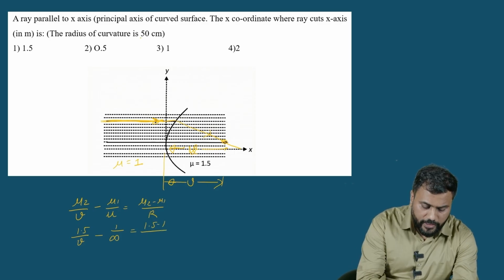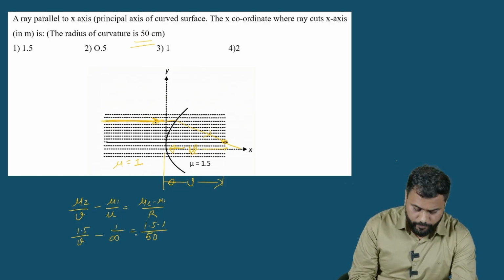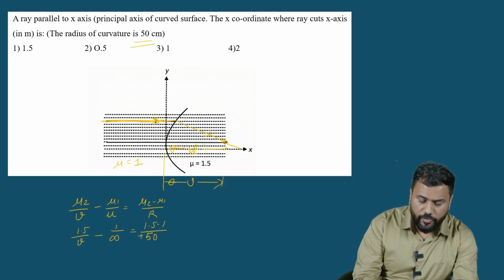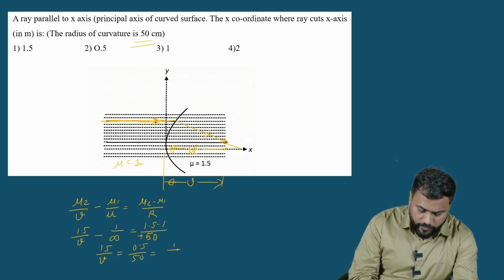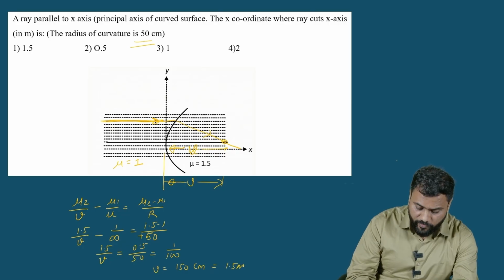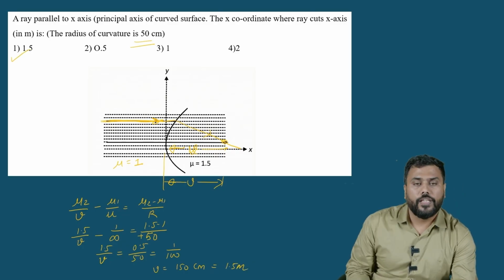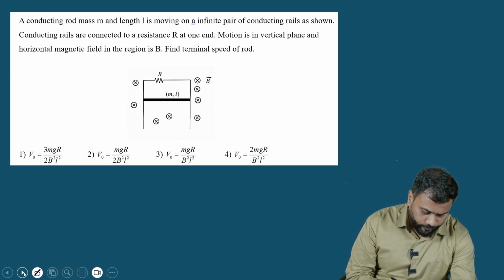Radius of curvature of the second surface is given in the question is 50 centimeter. Put the value 50 centimeter. It should be positive because the center of curvature is on the right hand side. Now just solve this expression. So 1.5 by v is equal to 1.5 minus 1 is 0.5 by 50. This is 1 upon 100, or you can say v equal to 150 centimeter. But since question is asking answer in meter, this is 1.5 meter. 1.5 meter is option A. So option A is the correct answer here. Let us proceed to the next question.